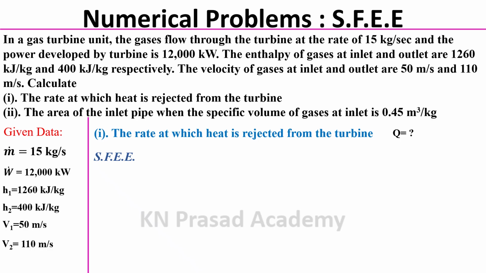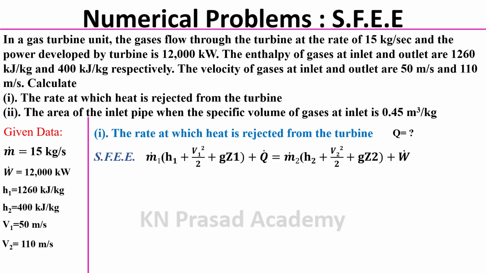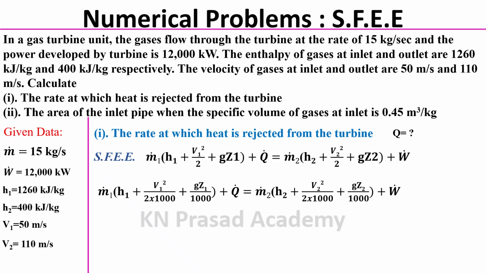So we know the steady flow energy equation, and in the data it is mentioned that gas turbine unit, and also in the data M value is given and H1 and H2 values are given, V1 and V2 values also given, and work done also given. But it is not given any data with respect to the elevations. We know that in the turbine unit the difference between the elevations is negligible. So I have to consider the potential energy negligible.